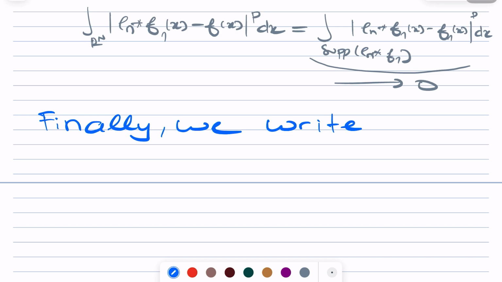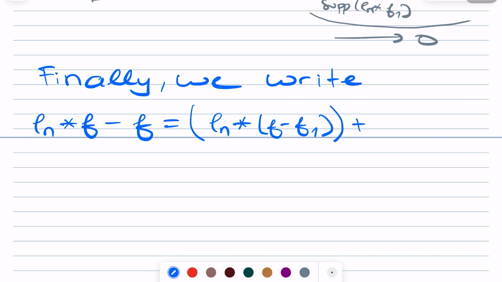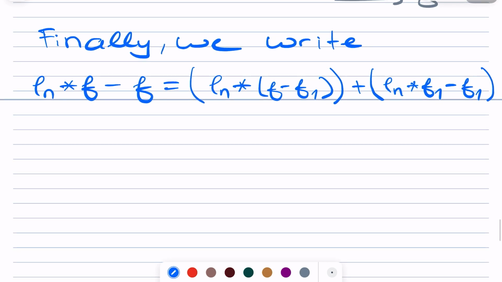we write rho n convoluted with f minus f, right, equals this. We include things that we know and then we remove. So this is rho n convoluted with f minus f1, plus rho n convoluted with f1 minus f1, plus finally f1 minus f.